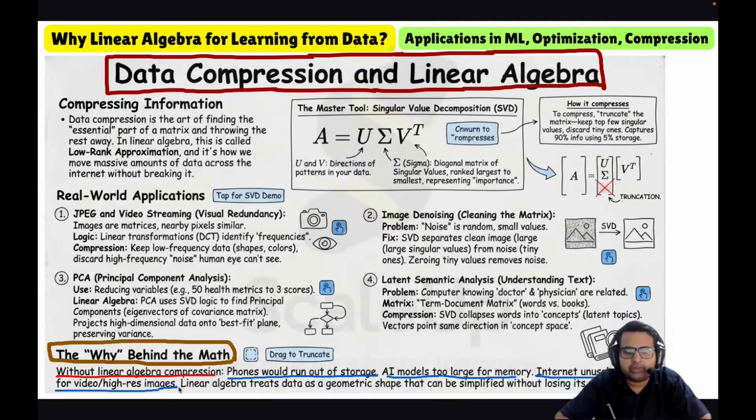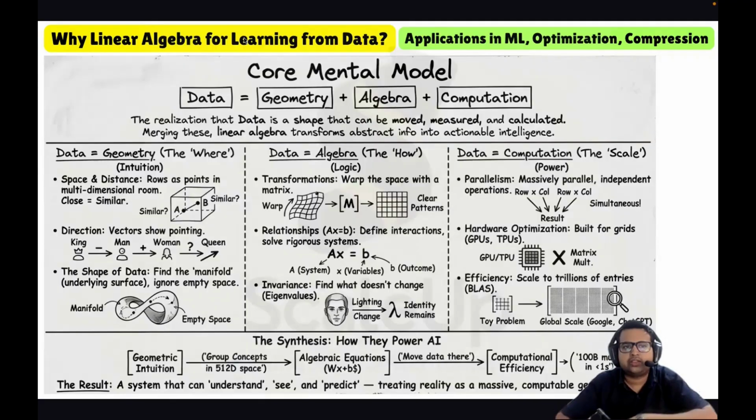So linear algebra allows us to treat data not as a collection of bits, but as a geometric shape that can be simplified without losing its soul. So linear algebra treats data as a geometric shape that can be simplified without losing the information. Now let us discuss the core mental model.